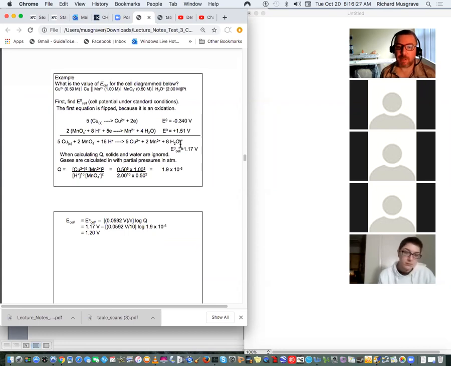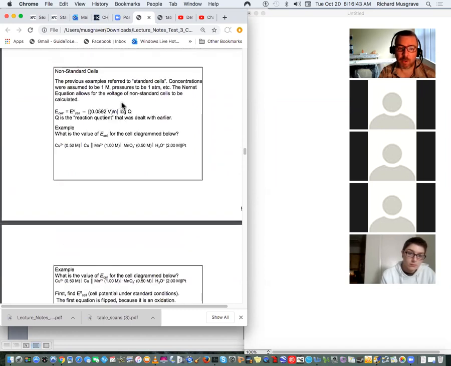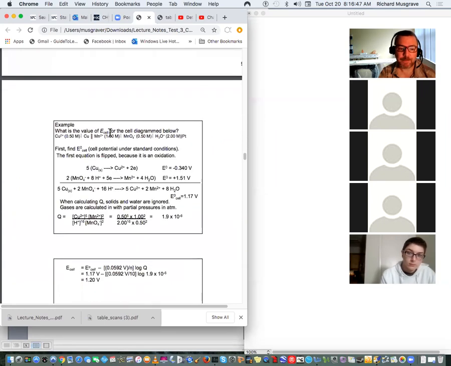The next step then is to calculate Q, because we do have our equation, the Nernst equation, which is 0.0592 volts over N. We've got N now. N is 10. That's the number of electrons transferred once we balanced it. That's 10. Log of Q is what we need now. And that's log to base 10 of Q, by the way, not natural log.